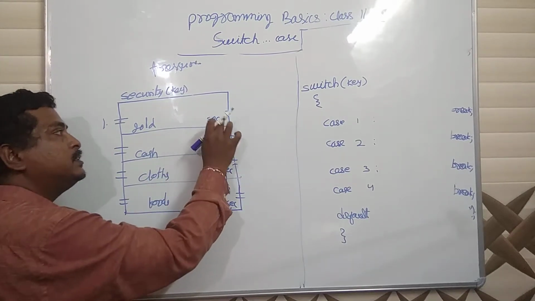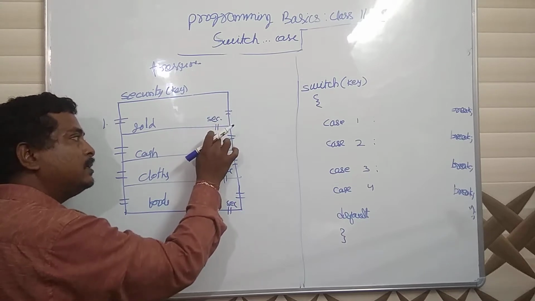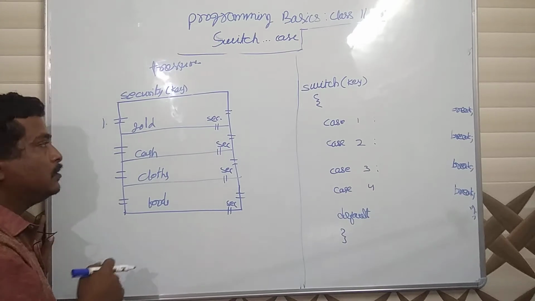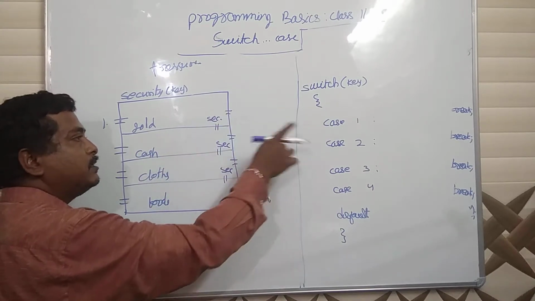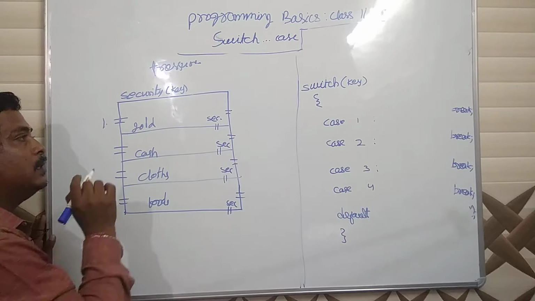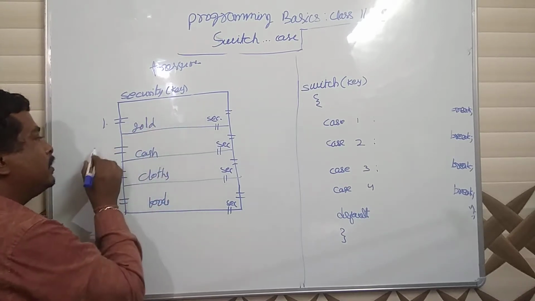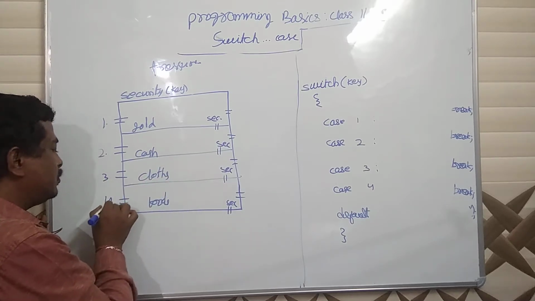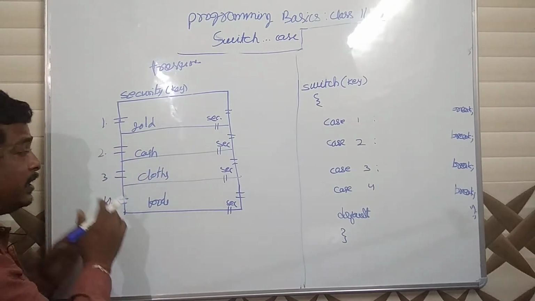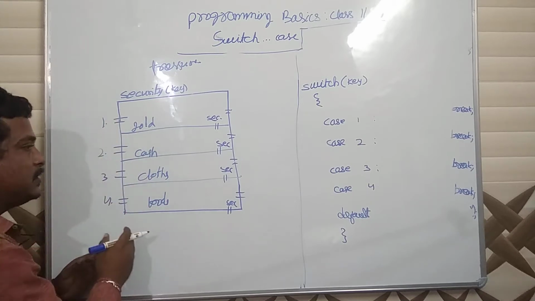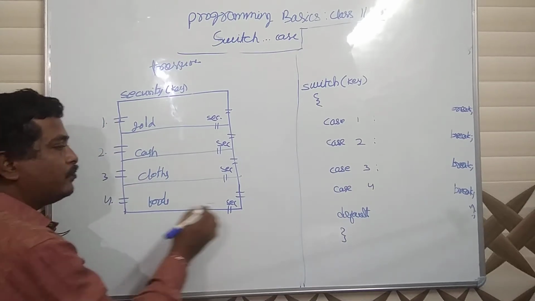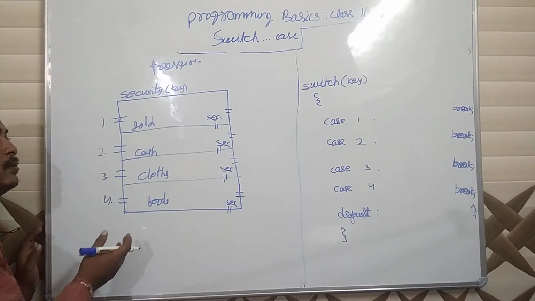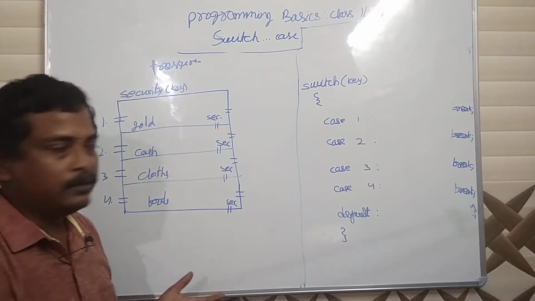If security is not there, you will enter the next chamber and take cash. Here security will refuse you. So this security is the break statement. Whatever key you are having, suppose 2, you enter this chamber; 3, this chamber; 4, this chamber. And if your key is not matching any of the chambers, then finally there is a default statement where you can give some message that the key is not valid.